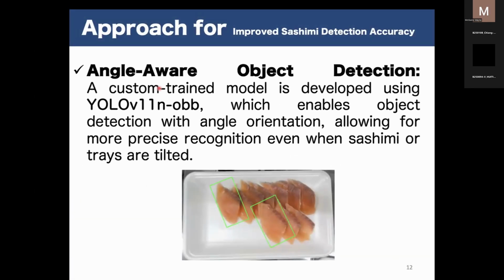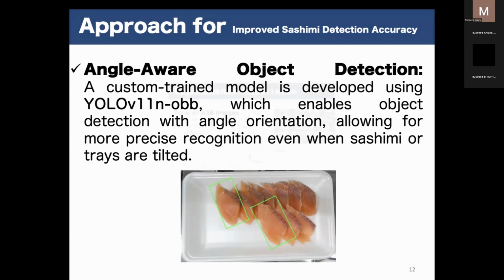And also for the problem with the angle of the tray, we found that we can apply the latest YOLO, version 11, which supports oriented bounding boxes. These rotated boxes are defined by angle-aware coordinates, enabling us to more accurately localize and size the raw fish slice, or let's say sashimi slice. And we custom trained YOLO v11 with a new data set to support this rotated detection mechanism as well.